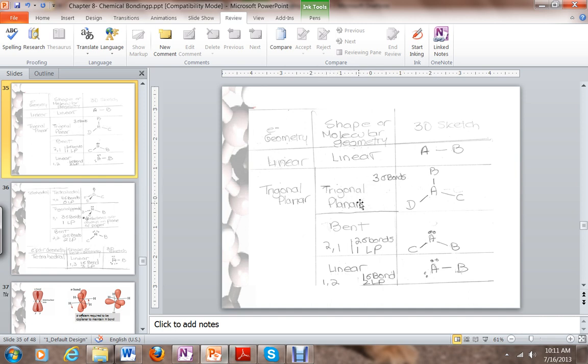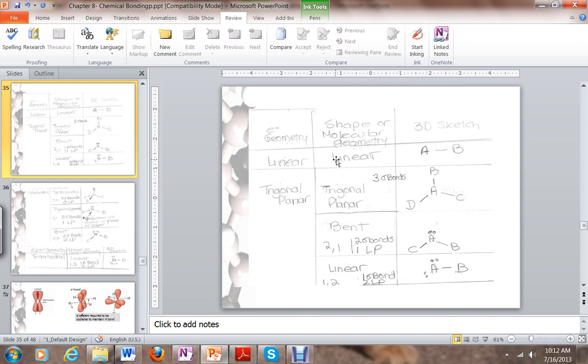It would be trigonal planar. The word planar means on one plane. So you have to draw it, and we'll see it with hybridization. They're not exactly at 90 degrees. Why? Because each atom around the central atom has a repulsion between them.